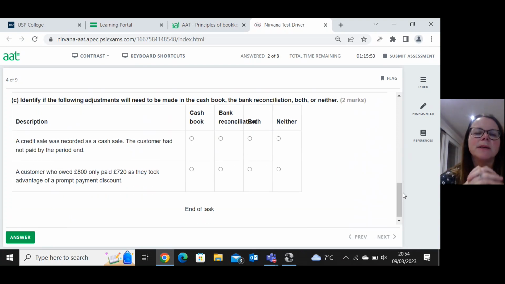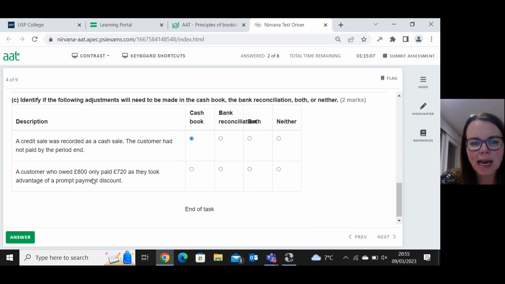Identify if the following adjustments will need to be made in the cash book, the bank rec, both, or neither. A credit sale was recorded as a cash sale. Right, so a credit sale is one where I would send an invoice and it wouldn't affect the bank at all. We're being told it's been recorded as a cash sale. So that means instead of going debit RLCA, we've gone debit the bank, we've recognised the money, but the customer hasn't given us any money, so the cash book is wrong. So the cash book would therefore need to be adjusted.